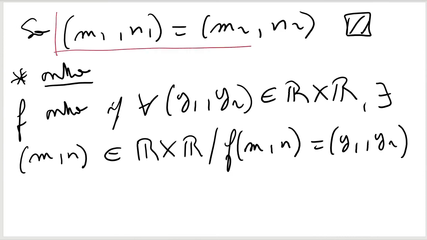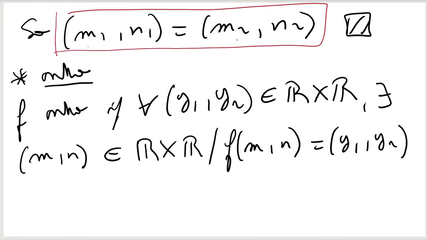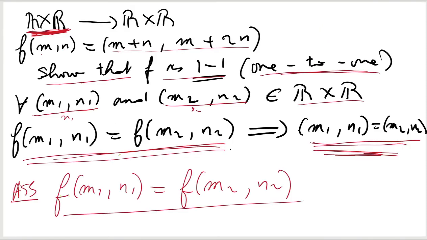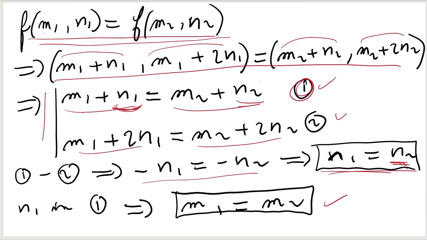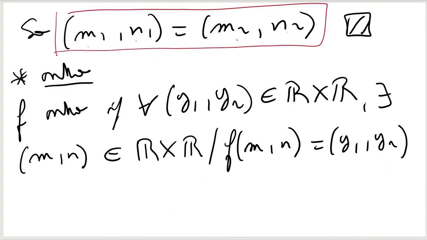So we were able to find that m1 equal to m2 and n1 equal to n2. So that concludes our proof, because we were trying to show that if these two are equal, then this is equal to this. So we assume this to be equal, and then we went on to get the last result, which was that these are equal.